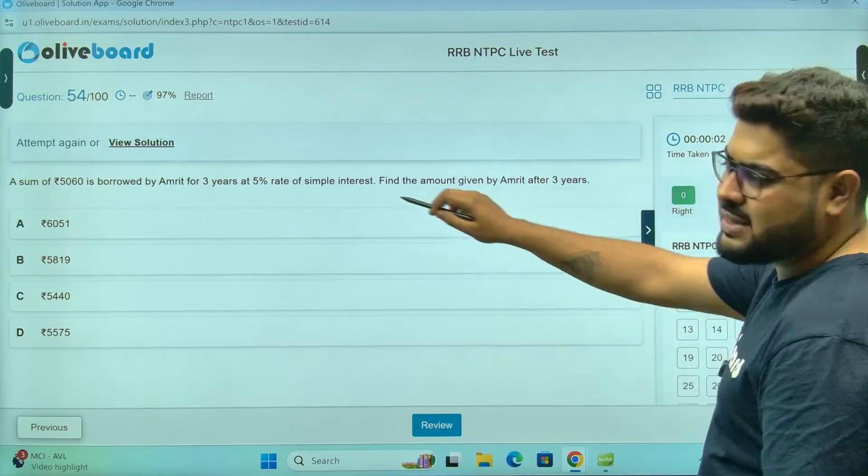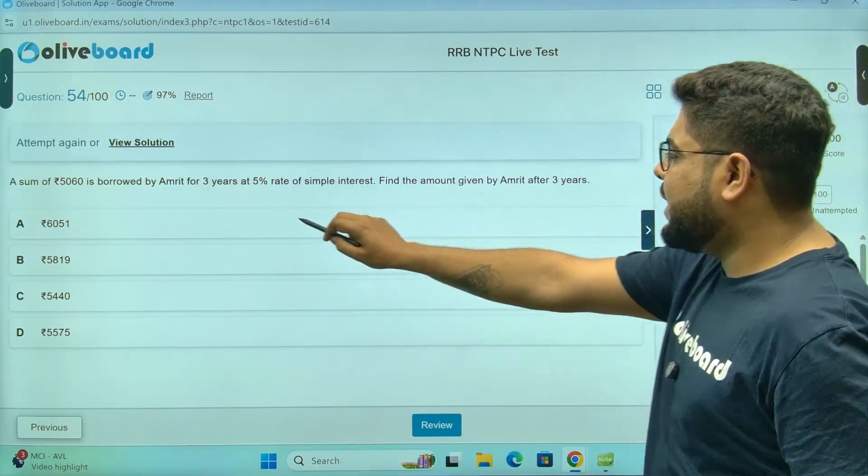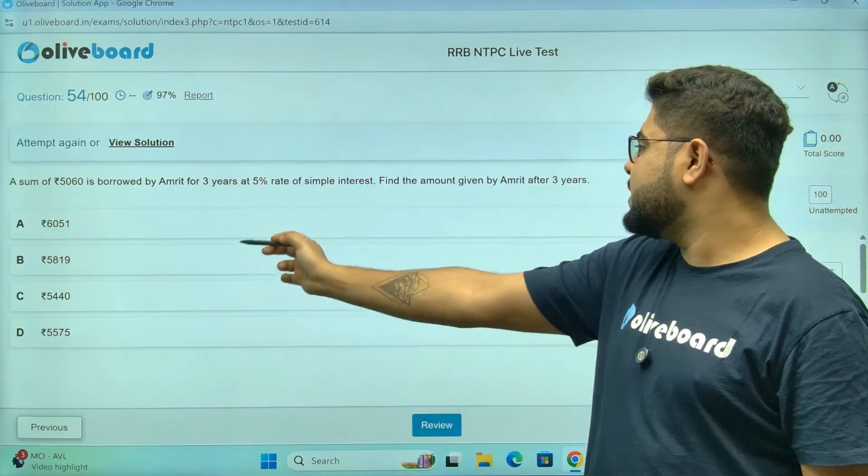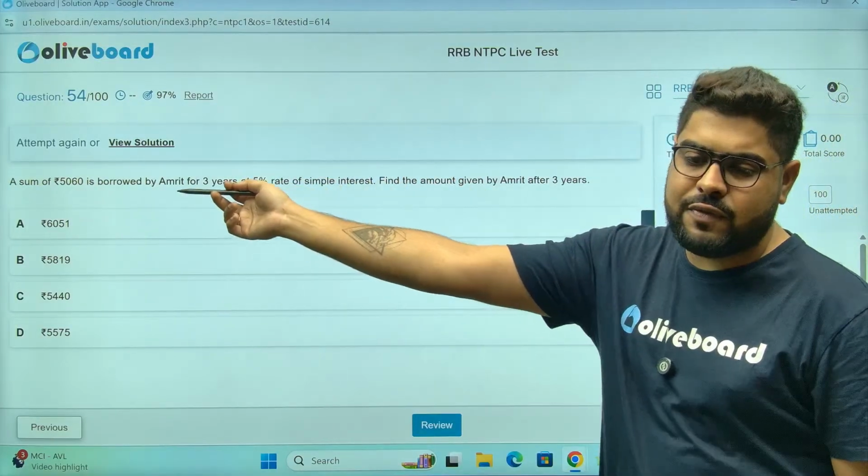Sir, ये तो बहुत simple. I'm not doing it. 3 years, 5%. So just interest. Total 15%. Amount will be, sir, 115% of that.